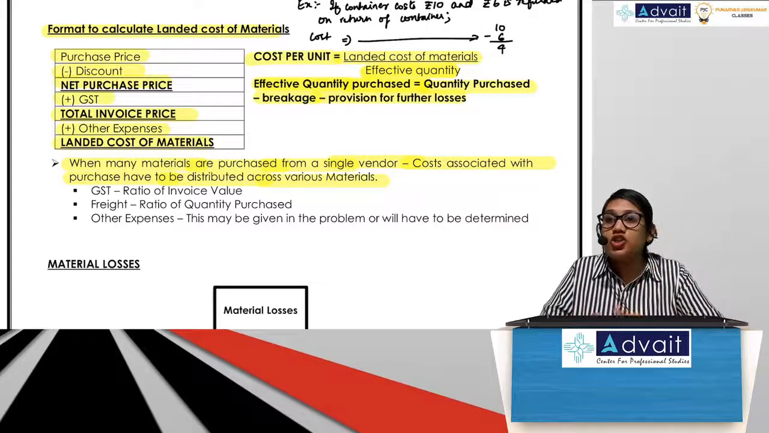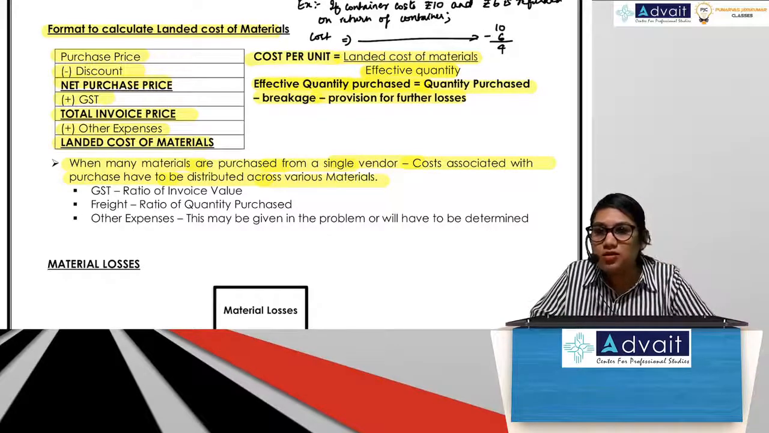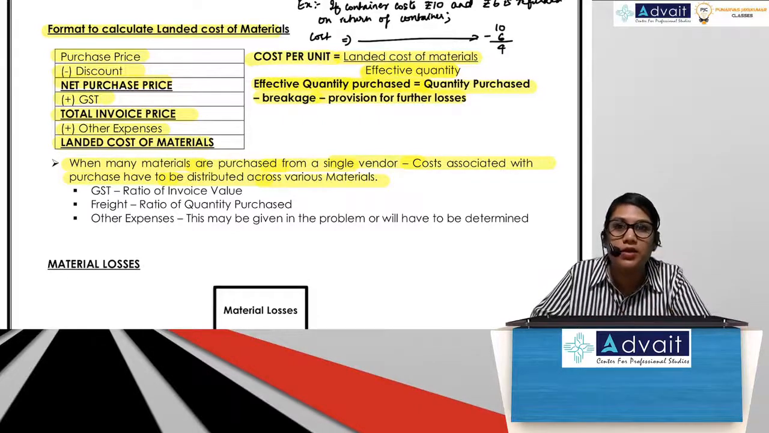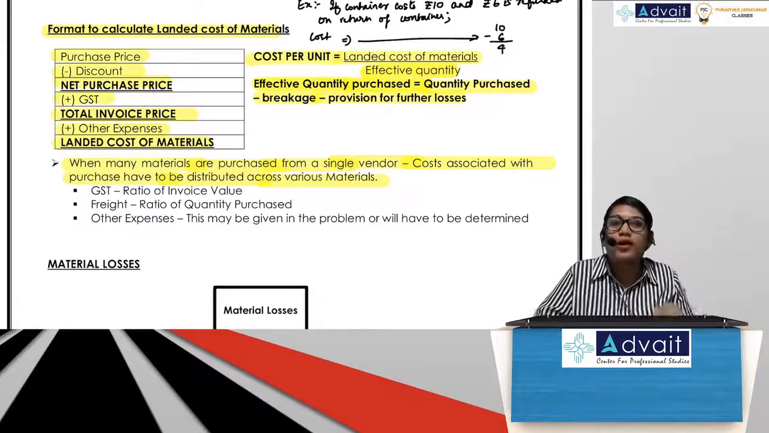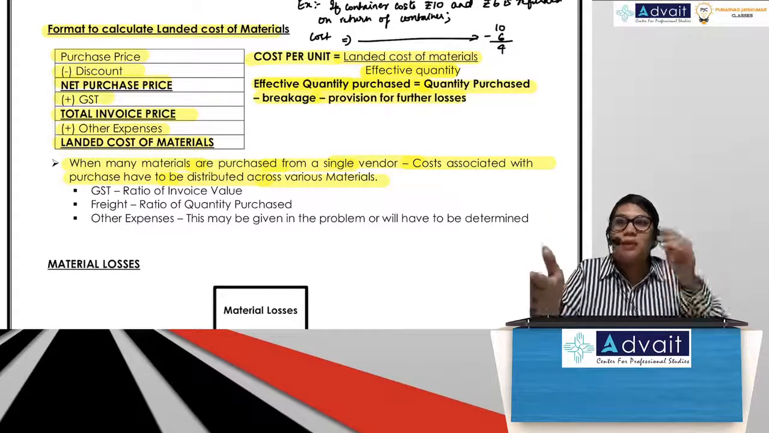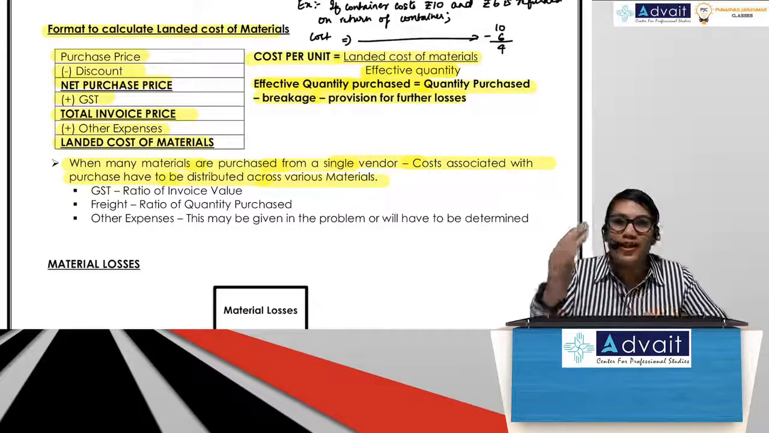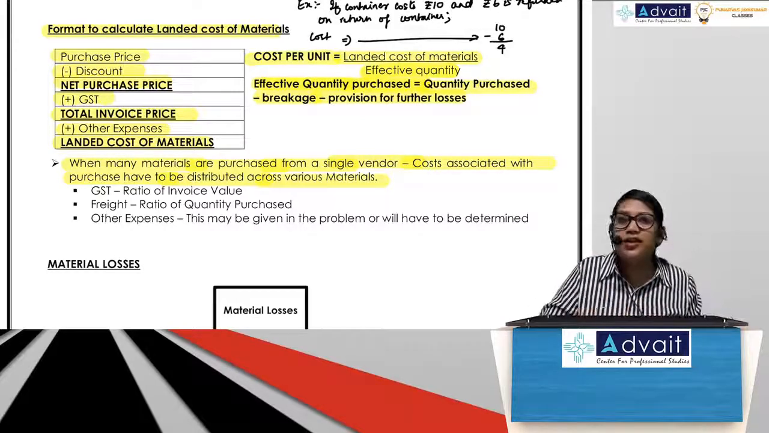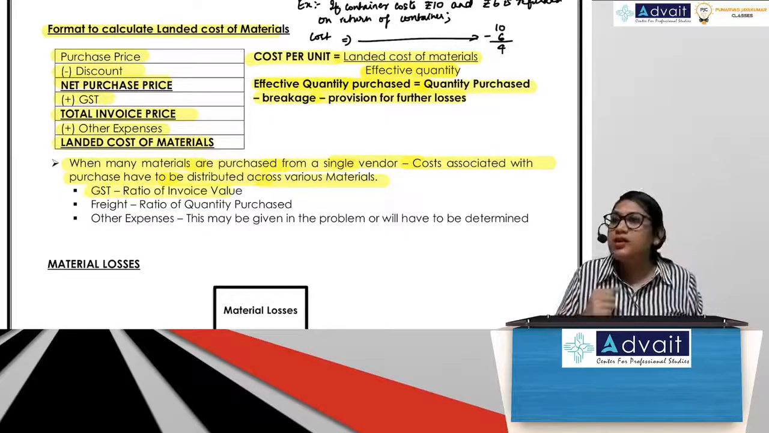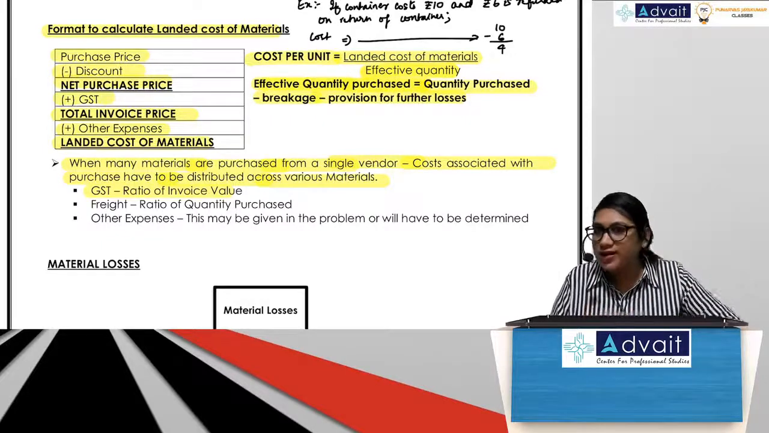If we are purchasing many materials from one vendor, then that vendor will give us one invoice total. Say we are purchasing A, B and C, three materials from one single person. He will give us one invoice totaling to say 1 lakh rupees. Now that 1 lakh rupees has to be split between A, B and C. So we need to figure out how to split that 1 lakh rupees between A, B and C. Certain things are very easy to split. What are those things? GST can be easily split in the ratio of your purchase value. Correct? That we can easily split.